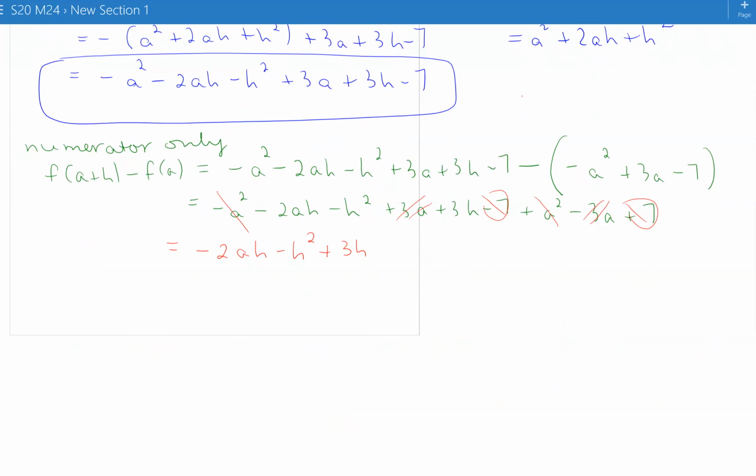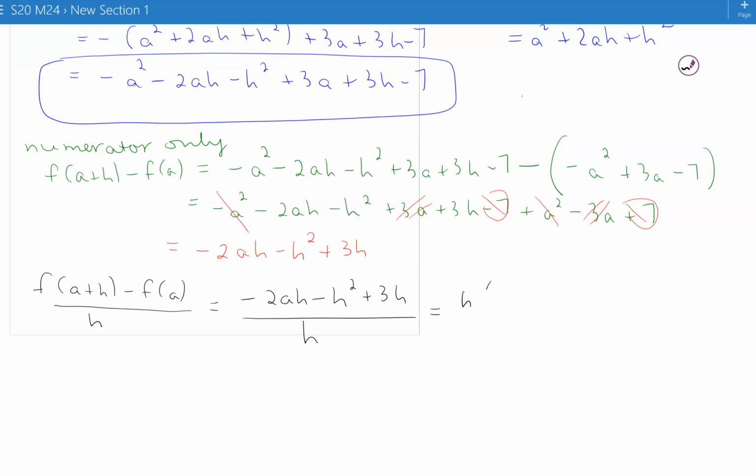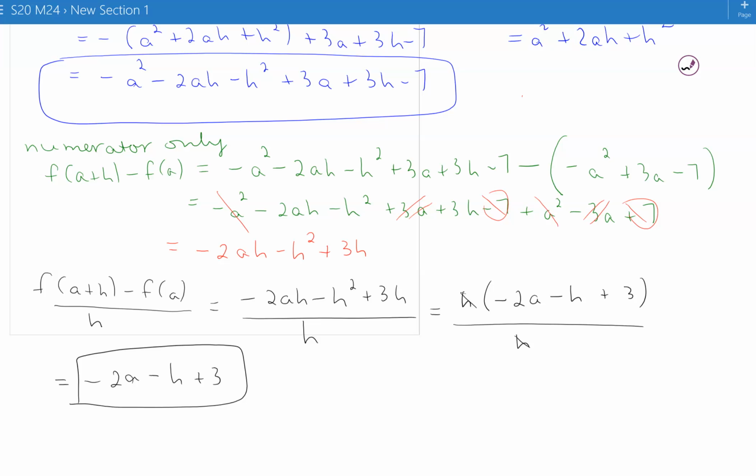So we also need to do the denominator, which is dividing by the h. So you'll have negative 2ah minus h squared plus 3h divided by h. And I'm going to encourage you to factor out h. So you can see that the answer to this part B is negative 2a minus h plus 3. This is the average rate of change.